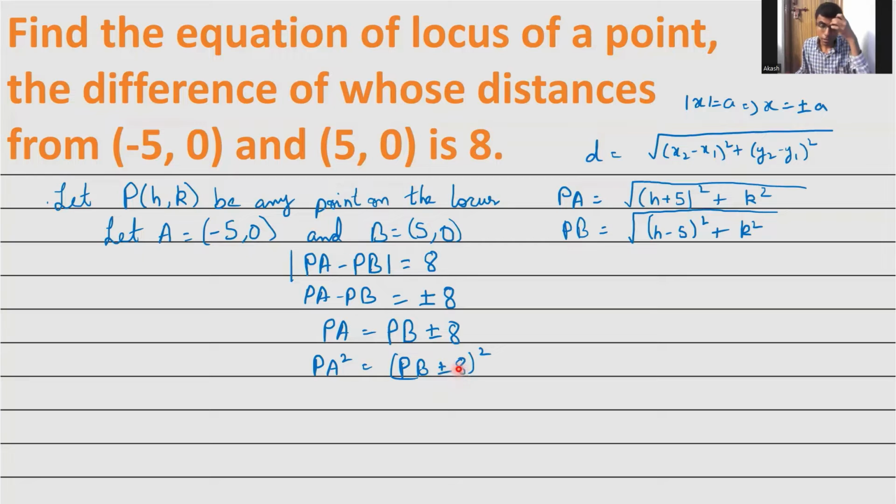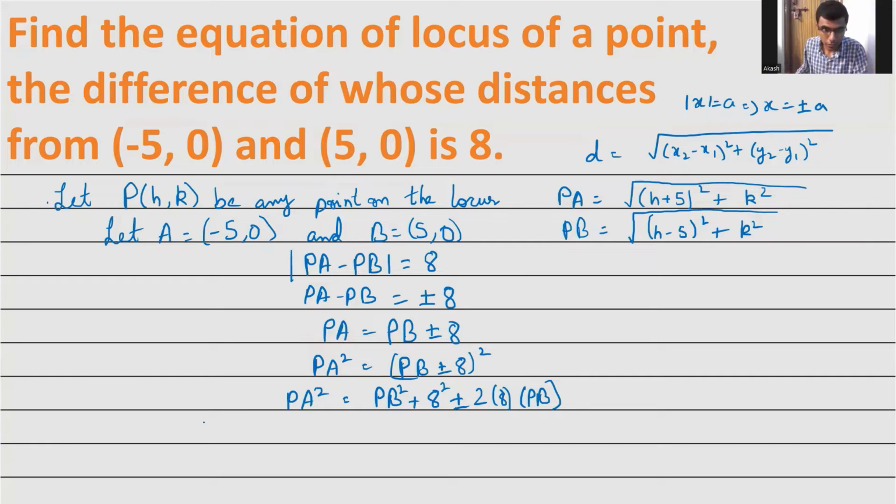Just for the term containing 2AB, there would be plus or minus on the right hand side. So PA square is nothing but equal to PB square plus 8 square plus or minus 2 into 8 into PB. Okay, so PA square would be nothing but this term without the under root.